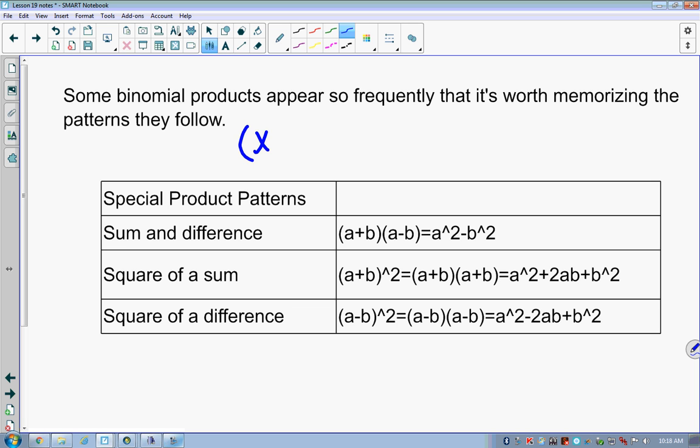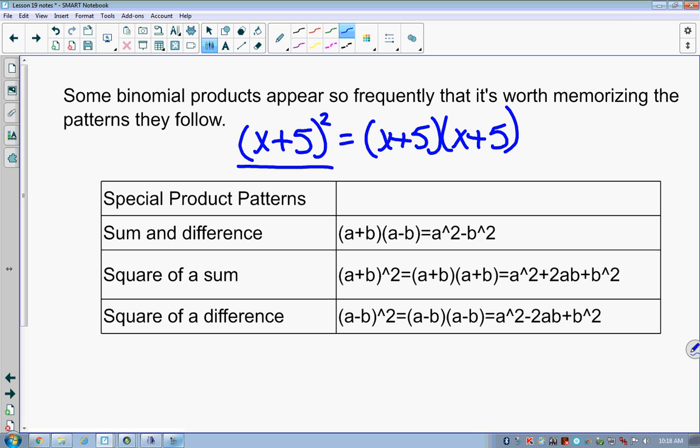Let's say we had x, and again we'll stick with our number 5. We have x plus 5 squared, which is equal to x plus 5 times x plus 5. The big mistake that people make whenever they see that is they want to say that's going to be x squared plus 25, because they just square the individual terms. But that's not what we're doing here. We're squaring the whole thing by itself.